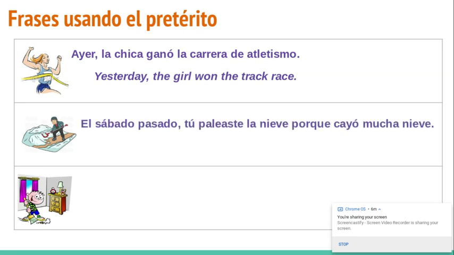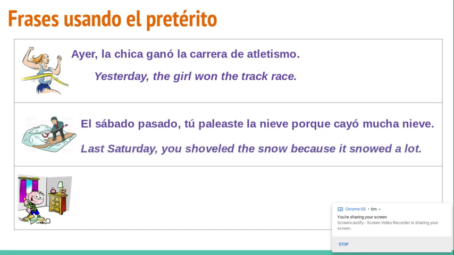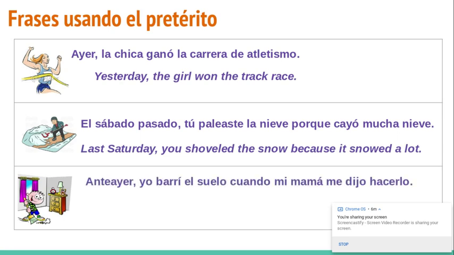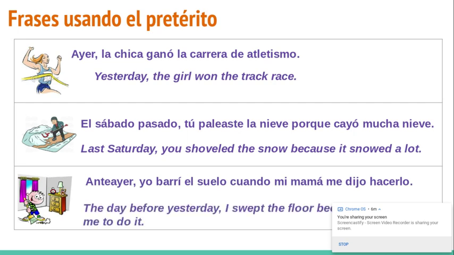El sábado pasado tú palaste la nieve porque cayó mucha nieve. Last Saturday you shoveled the snow because it snowed a lot. Last Saturday. We know exactly when. Anteayer yo barrí el suelo cuando mi mamá me dijo hacerlo. The day before yesterday, or two days ago, I swept the floor because my mom told me to do it. We know exactly when it happened.